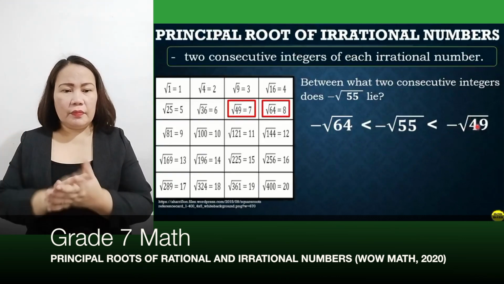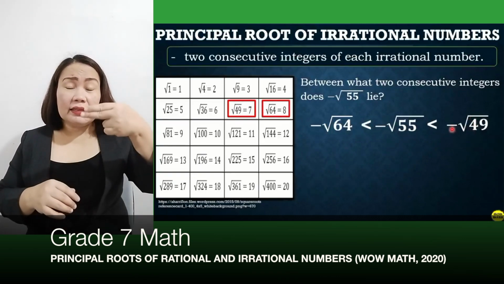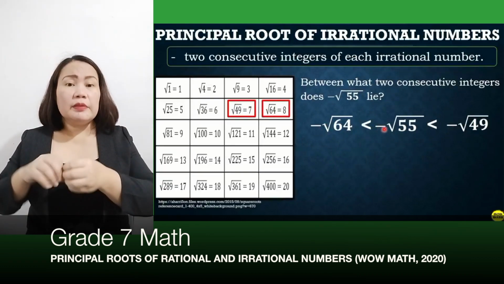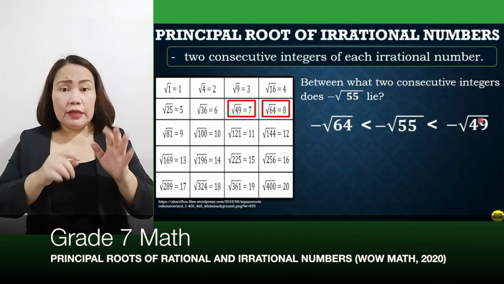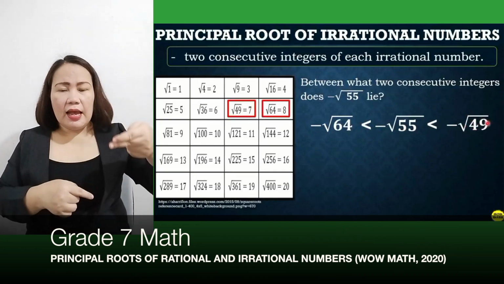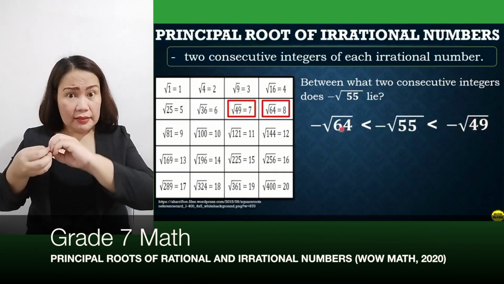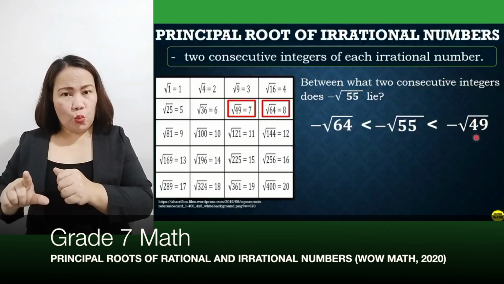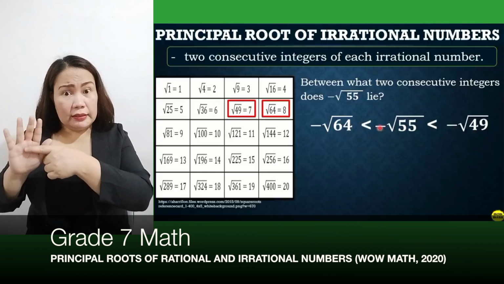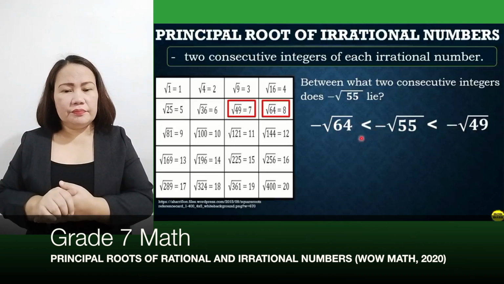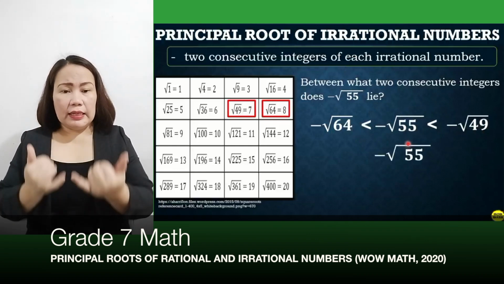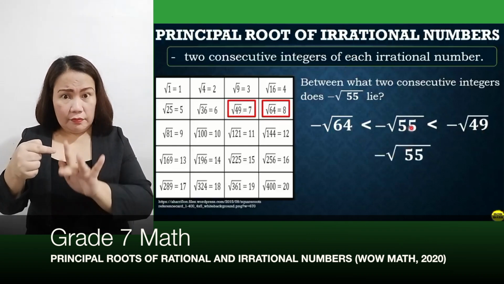Bakit? Bakit siya ang mataas? Kasi negative tayo. Okay? So kapag negative ang value natin dito, ang coefficient, ang mas mataas yung number, mas mababa yung value niya. Tapos, mas baba yung number, mas mataas ang value kapag negative. Okay? So, baliktad tayo ngayon, hindi kagaya kanina. So, baliktad po. So, now, we can now get the two consecutive integers.